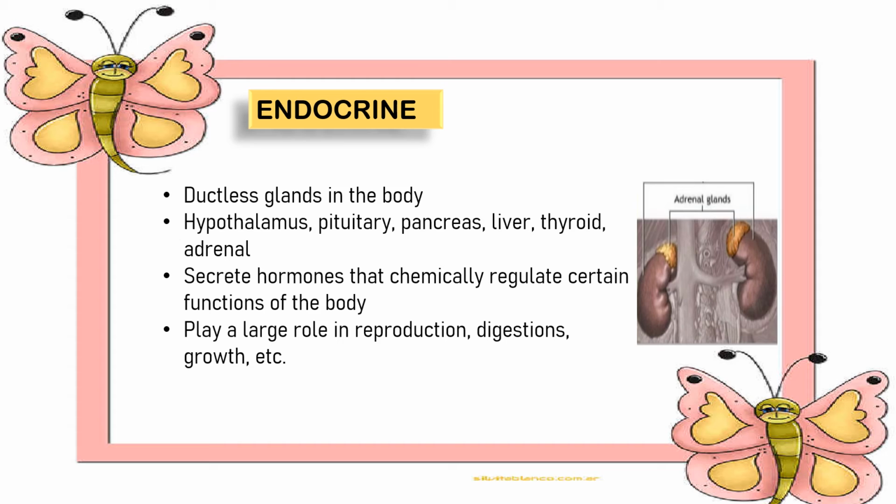So this endocrine secretes hormones that chemically regulate certain body functions. And also, they play a large role in reproduction, digestion, and growth. So again, this also regulates body temperature, metabolism, development and reproduction that maintains homeostasis, and regulates other organ systems. So the function of our endocrine is quite big.